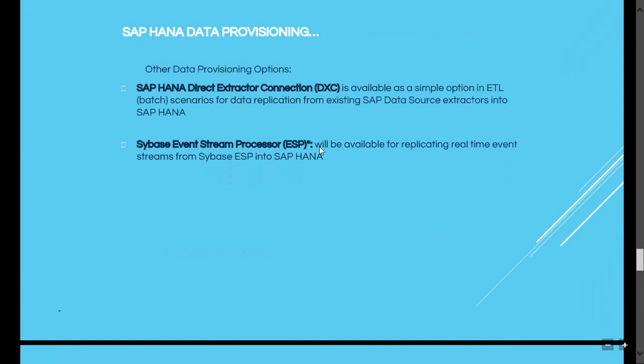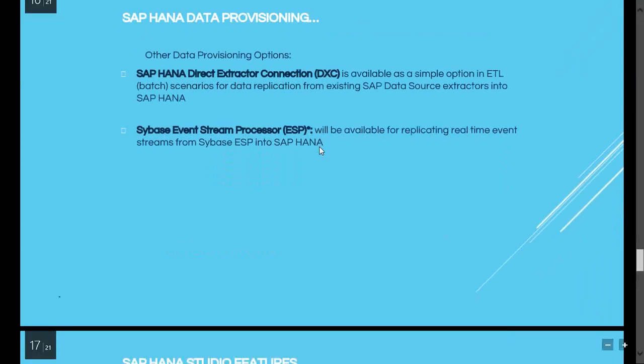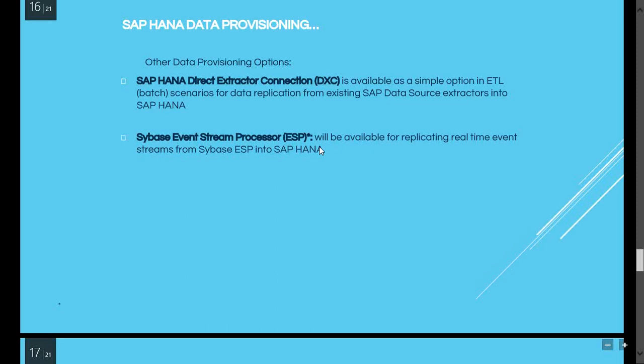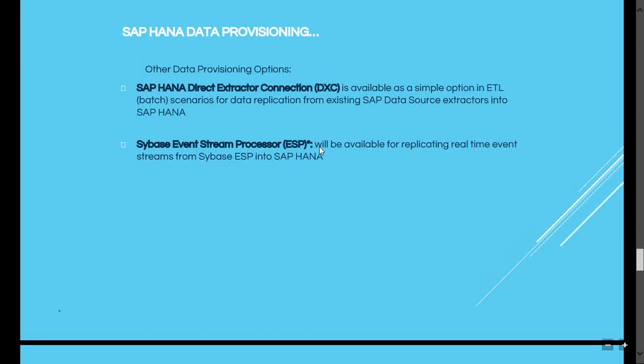Apart from that, we have two more. One is HANA Direct Extractor Connection, DXC, and the other is Sybase Event Stream Processor, the Sybase replication method. The Sybase replication method is not used. We are going to use HANA Direct Extractor Connection, which is also an ETL-based scenario, and that will be seen in the lab session as well. The other one is flat file loading. This is the simple one, and we're going to see that in the lab session too.